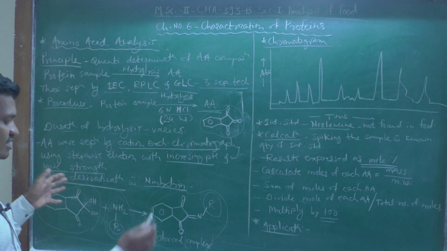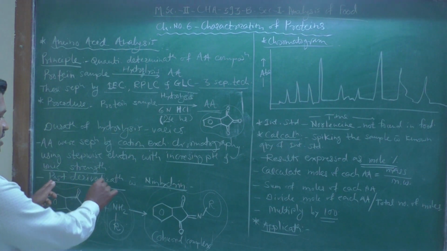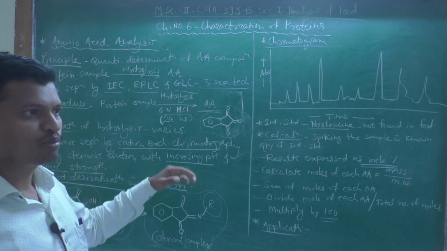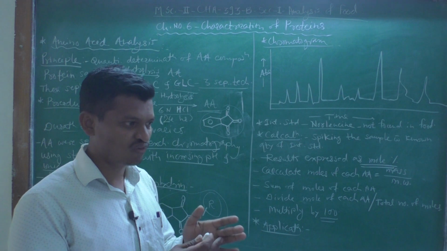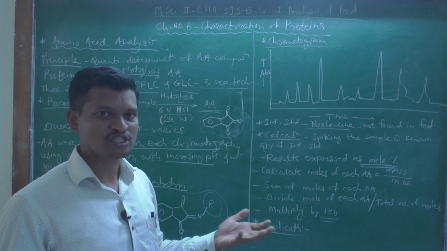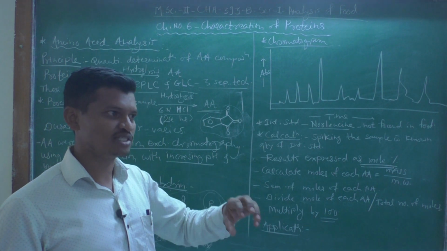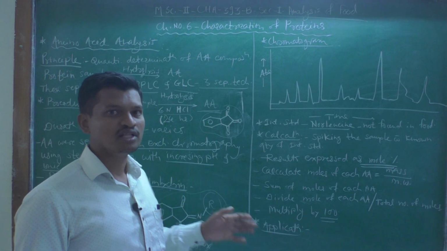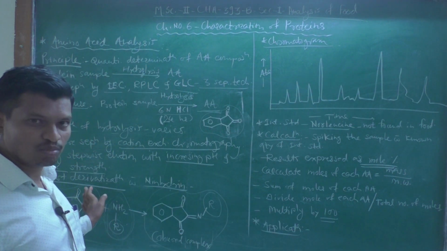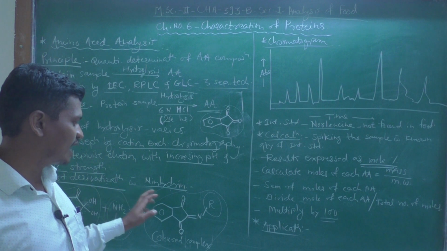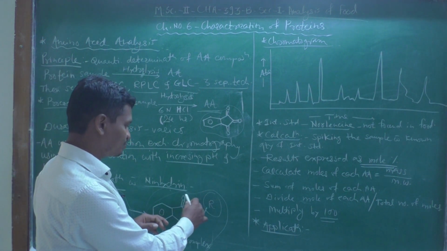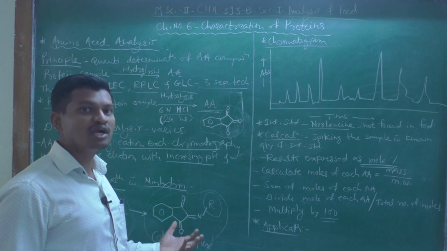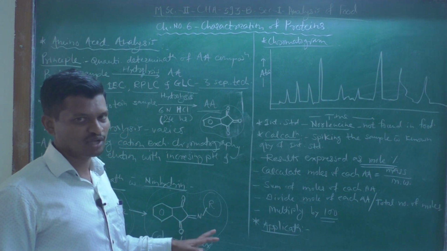Okay, so that's why this technique is known as post derivatization with ninhydrin. Post derivatization means that after cation exchange chromatography, when we have separate samples of amino acids, each amino acid is then reacted with the ninhydrin reagent, and each gives a separate colored complex with separate amino acids.